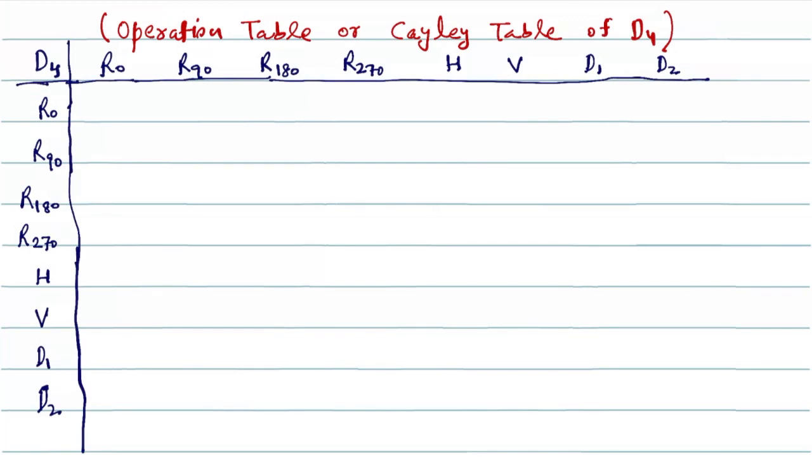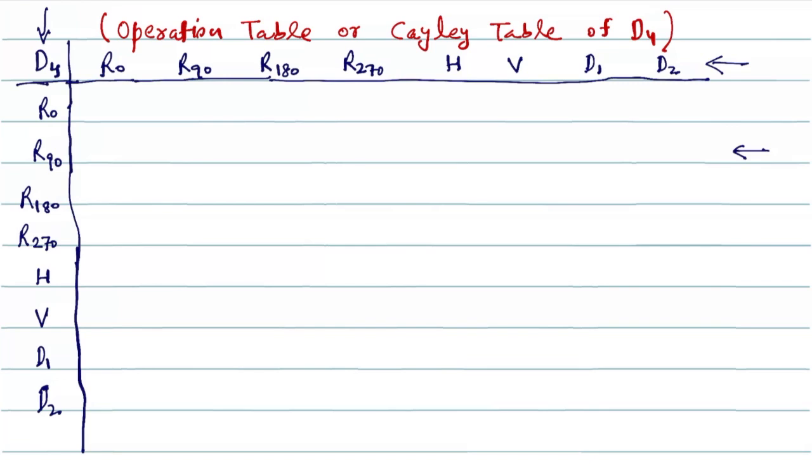An operation table of a group G of order n is a matrix of order n by n having n square entries, where the entry aij means the product of the ith and jth element of the group. So let us make the operation table for the group D4. To make the table of D4, we write the 8 elements of D4 in a row here and in a column here. Now let us fill the second row of this matrix.